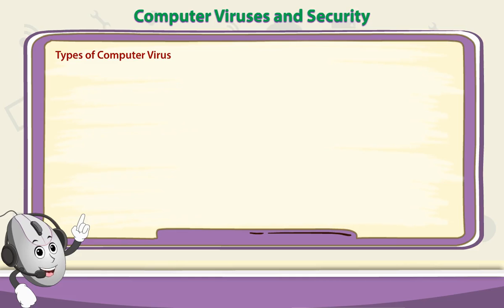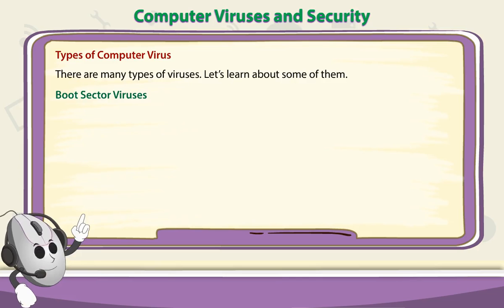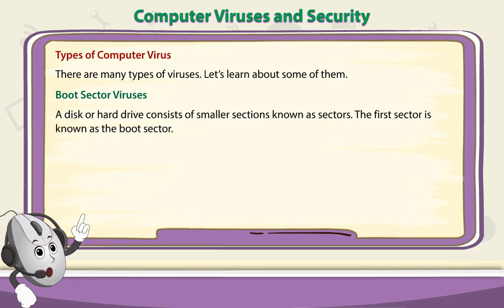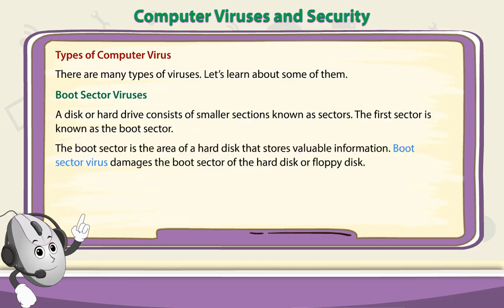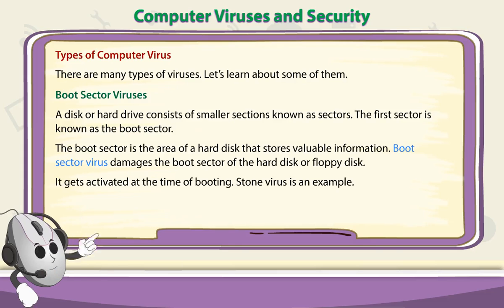Types of computer virus. There are many types of viruses. Let's learn about some of them. Boot sector viruses. A disk or hard drive consists of smaller sections known as sectors. The first sector is known as the boot sector. The boot sector is the area of a hard disk that stores valuable information. A boot sector virus damages the boot sector of the hard disk or floppy disk. It gets activated at the time of booting. Stone virus is an example.